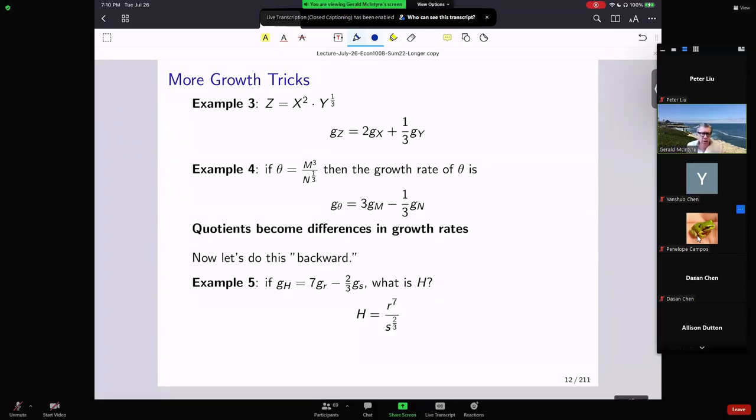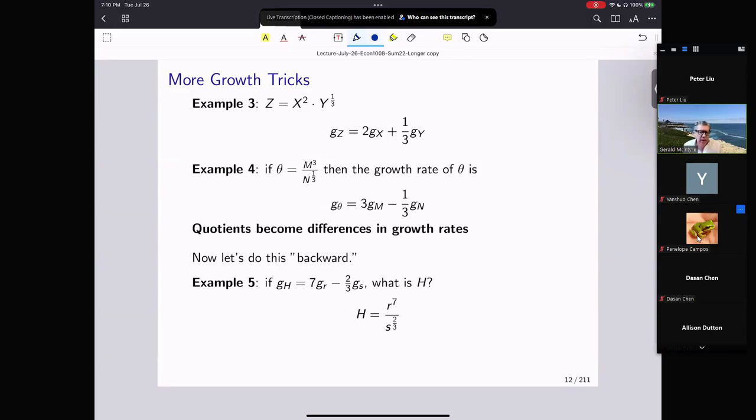And so here's the answer. Okay. H is equal to small r to the 7th divided by s to the 2/3. Or you could write it like this: small r to the 7th times s to the minus 2/3. Right? Same. You know what you just did? Arya, I mentioned it in chat.